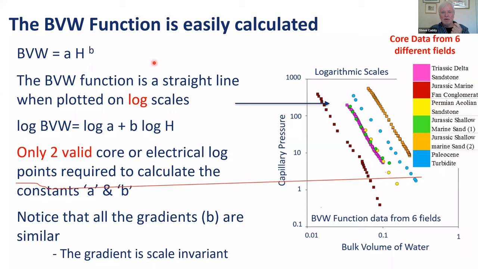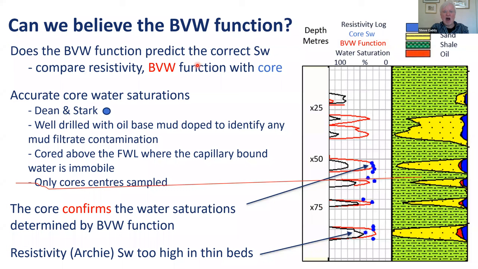So we've got this BVW function. How can we believe it? Well, let's have a look at some core data. In this example here, we've got a core, which is shown in these blue dots. We've got the resistivity derived water saturation in black. And we've got the BVW function in red.